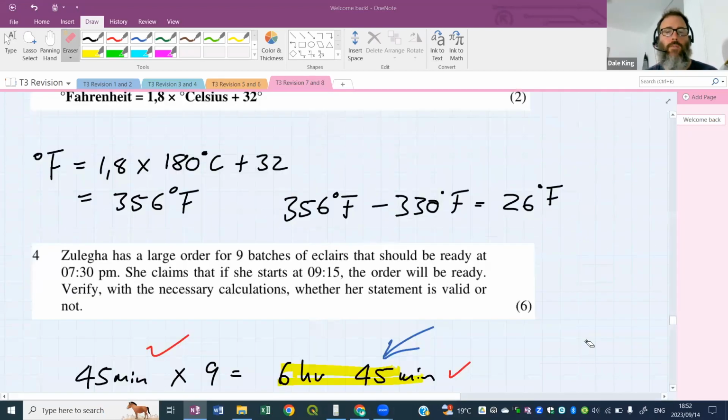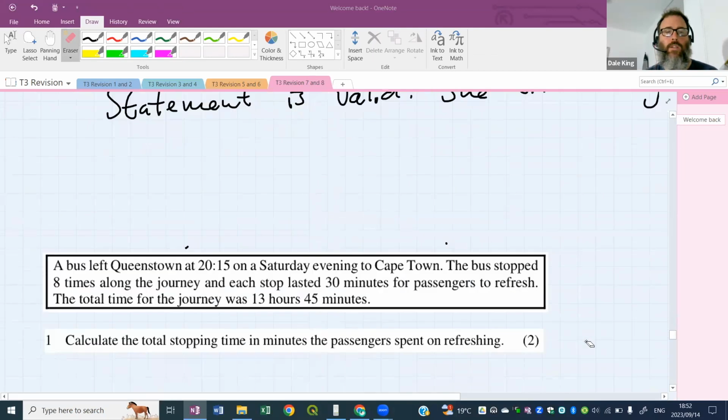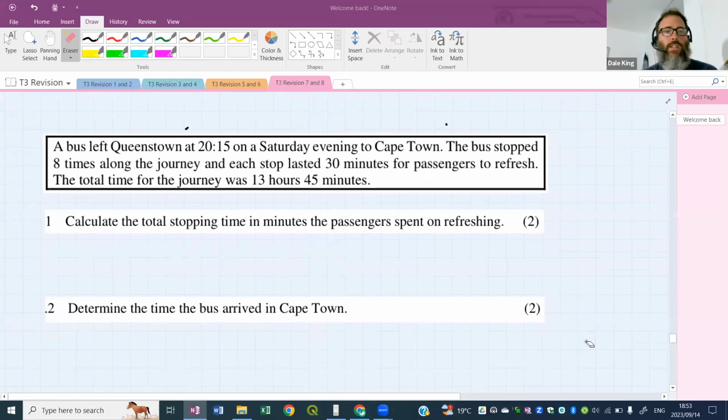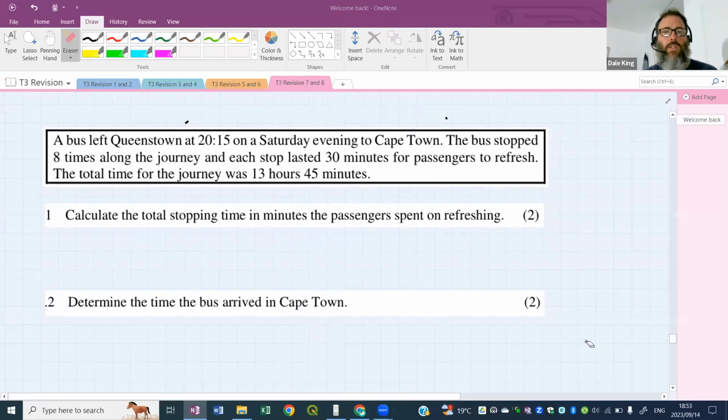All right, moving on. Let's see what else they have for us. Oh. A bus left Queenstown. Awesome, we can practice this time button even more. A bus left Queenstown at 8:15 on a Saturday evening to Cape Town. The bus stopped 8 times along the journey, and each stop lasted 30 minutes for passengers to refresh. The total time for the journey was 13 hours and 45 minutes. Calculate the total stopping time in minutes the passengers spent refreshing.